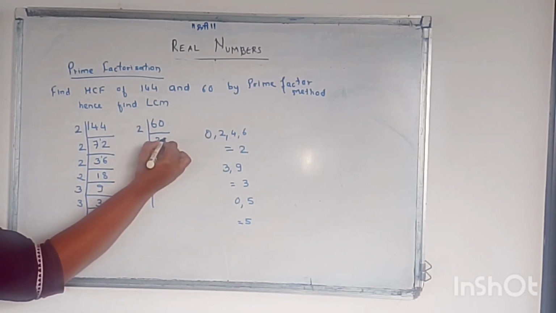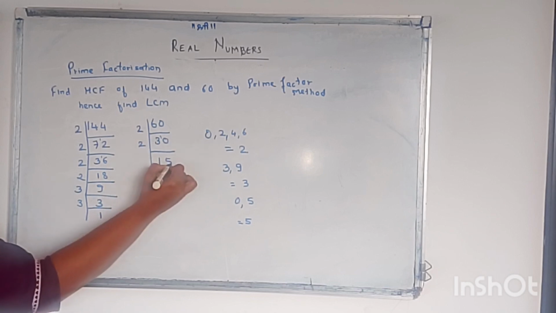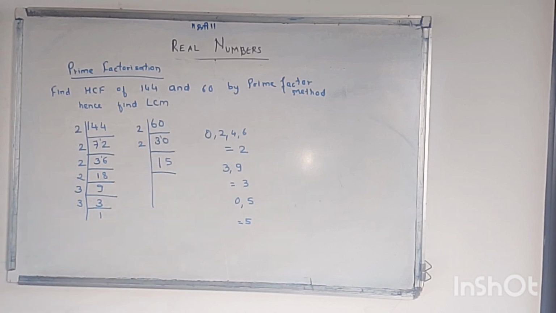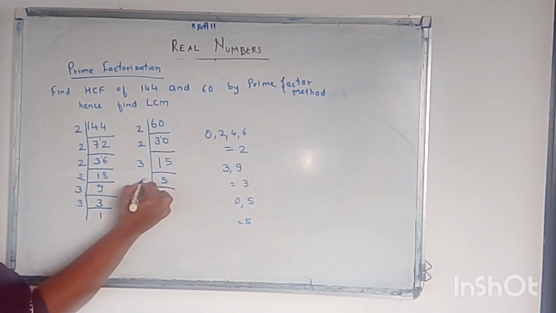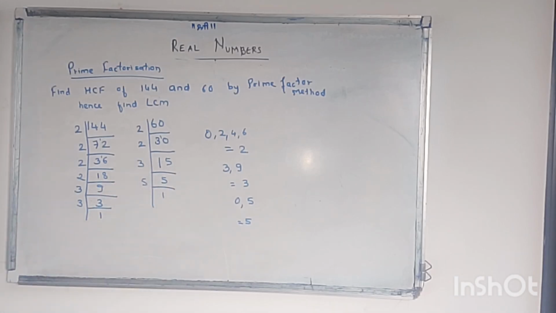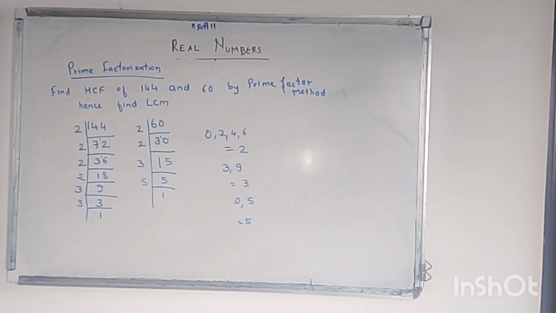2 3s are 6, 0 as it is. 2 1s are 2, 2 5s are 10. Okay, this is 5. We can take 3 also. 3 5s are 15 and 5 1s are 5. So always start from the lower, then higher, then higher. Here we could take 5 3s are 15 and then 3 1s are 3. But we have to start from the lower. So this is called prime factor method.